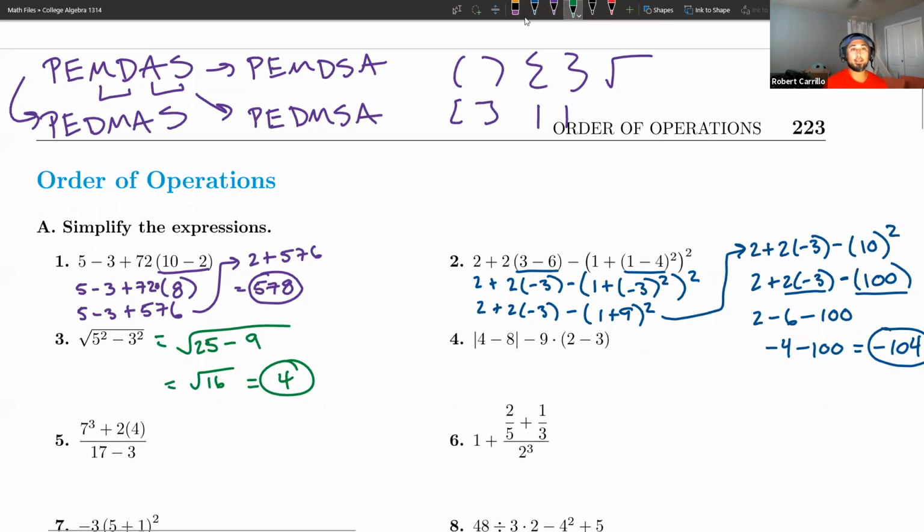And remember how I said parentheses are a big thing? Because on number 2, we did negative 3 squared and we got a positive 9. But the big difference between that negative 3 and the one we just did is parentheses. If you have negative 3 squared in parentheses, that's positive 9. If you have negative 3 squared, no parentheses, that's negative 9. Parentheses are everything, guys. So just watch out for that.